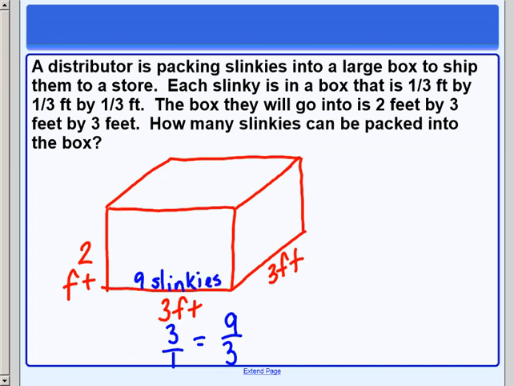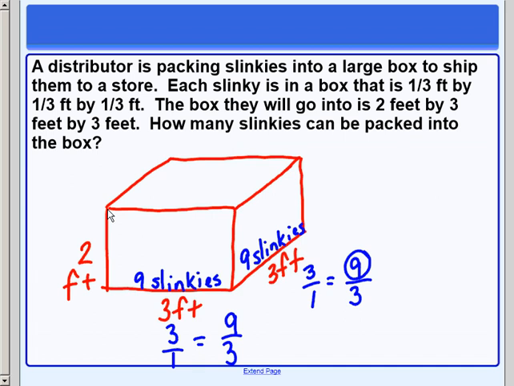And then 3 feet, again, 3 feet is equal to how many thirds? It's equal to 9/3. So I can fit 9 slinkies back. So on each layer, I can fit 81 slinkies because I can fit 9 slinkies across and 9 slinkies back.